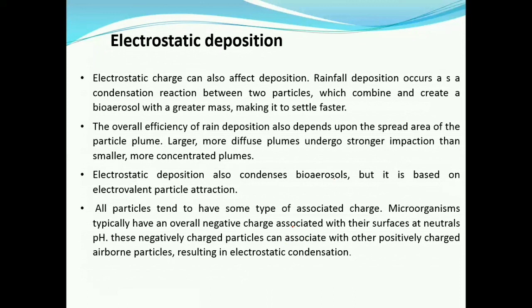These are the four different techniques. First one is filtration, centrifugation, thermal precipitation, and electrostatic deposition. These four techniques are also used for the enumeration of microorganisms from the air. Now I will stop here.